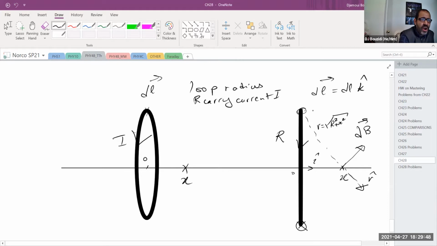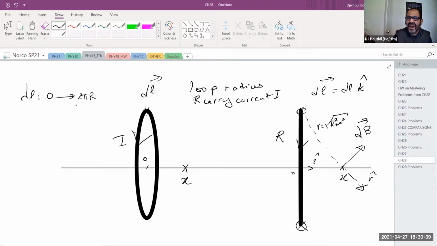So if I go around the loop, like I'm doing dl now, changing it, the only thing that is going to change for dl in magnitude is from 0 to 2 pi times the radius r. I would have had the entire circumference. So that is if I do an integration. In all of this, the distance r does not change. That's important. It doesn't depend on x. I mean, it depends on x, but x is fixed. We're not moving away from that point. So we're not worried about the integration. The only part that we have to worry about is just that 2 pi r.